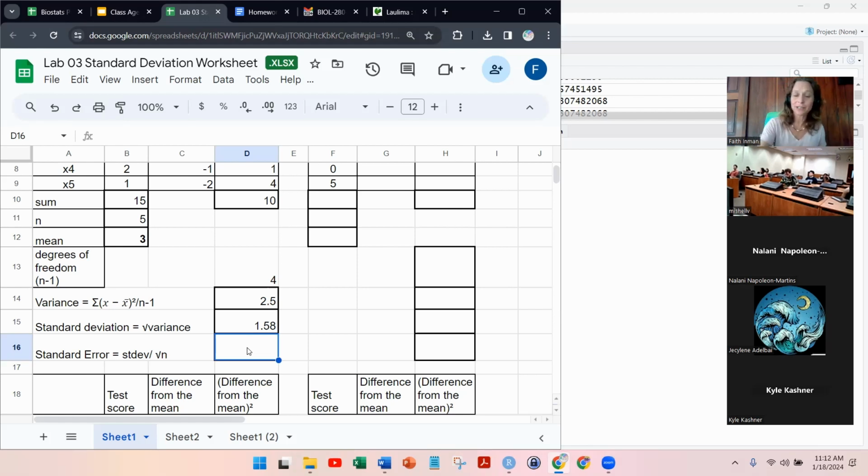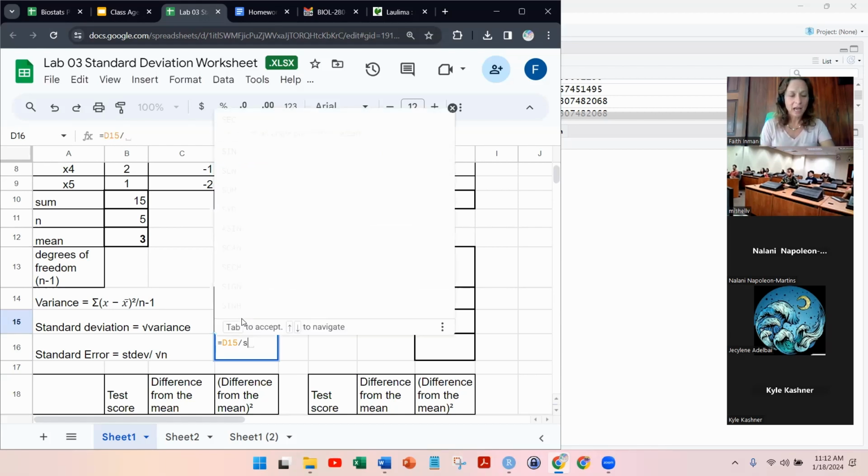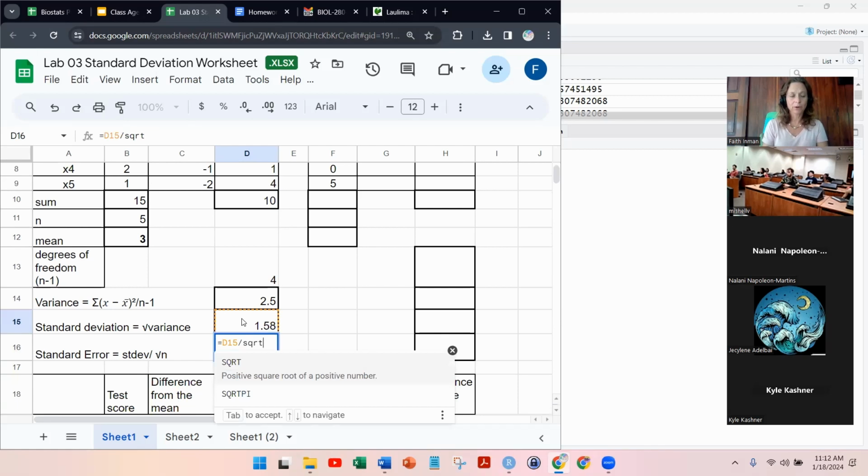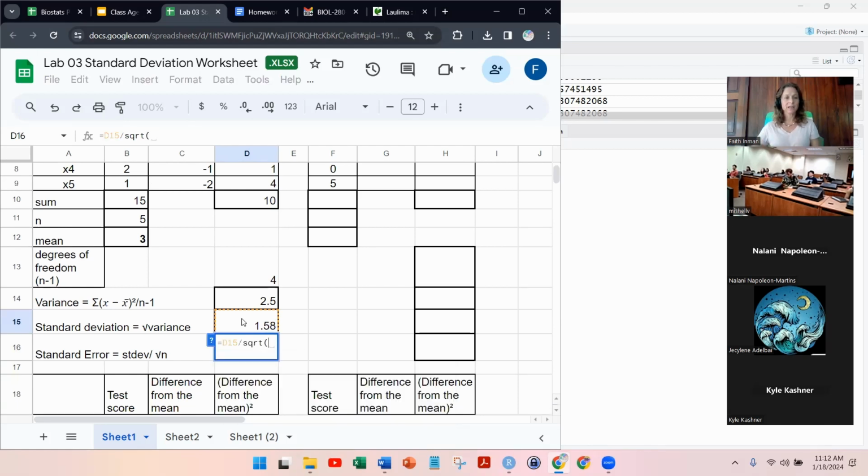So to do that, you just say equals standard deviation forward slash divided by SQRT square root, open your parentheses, square root of n. There's your n, 5, close parentheses, bingo, there's your standard error.